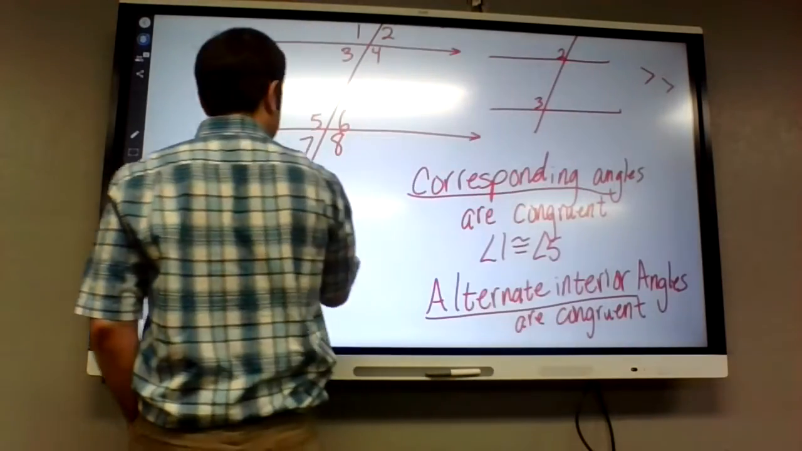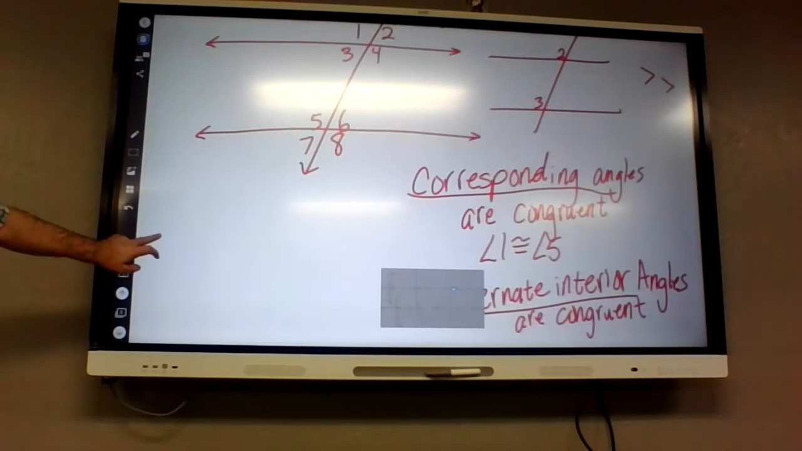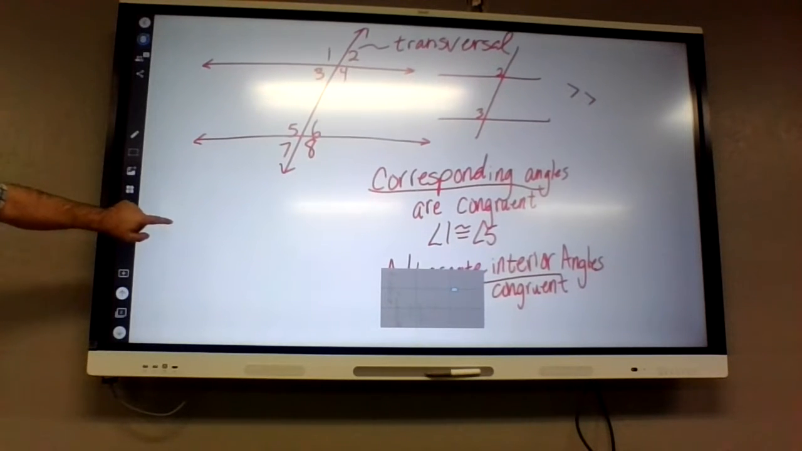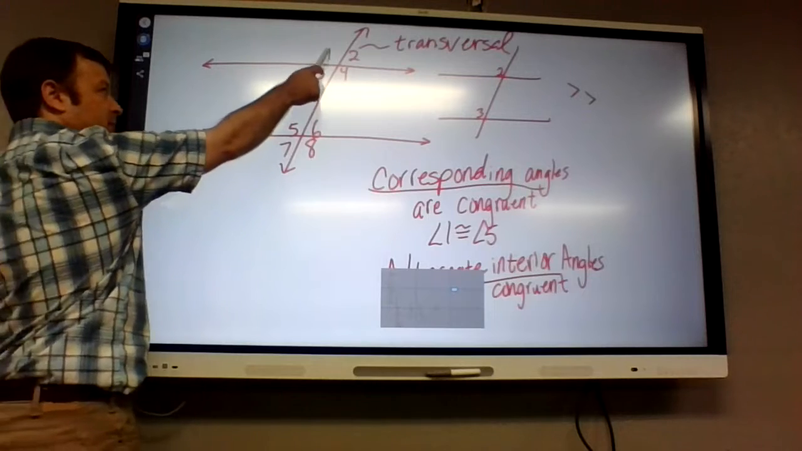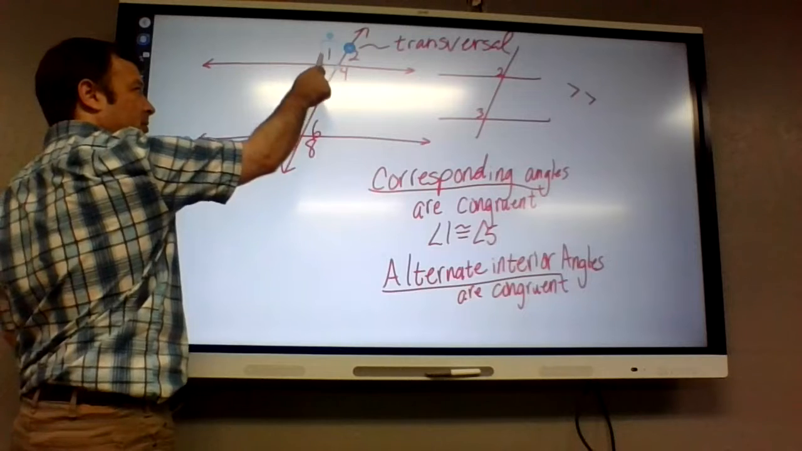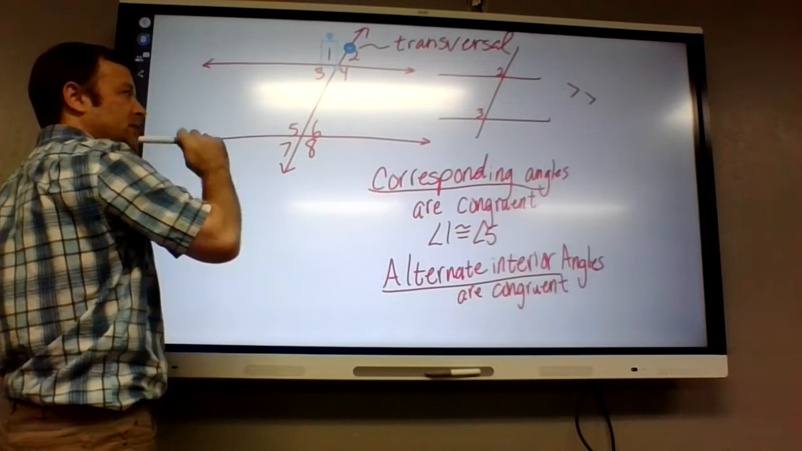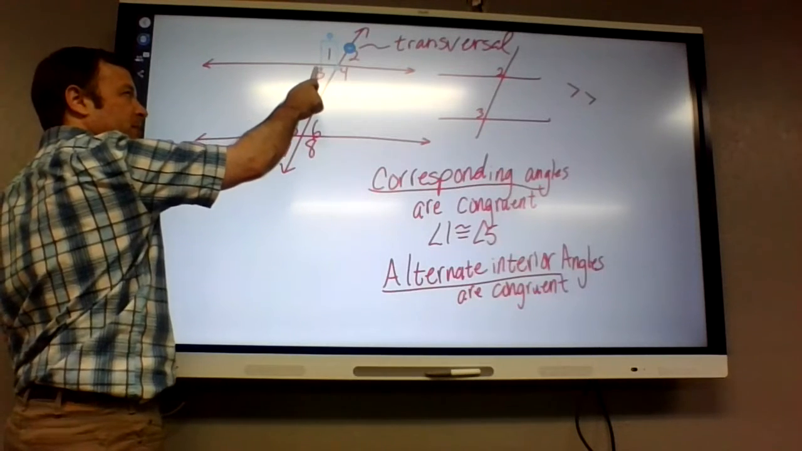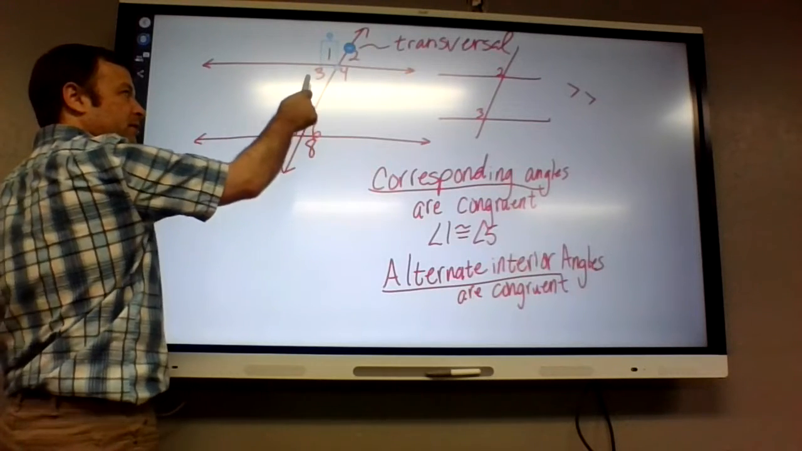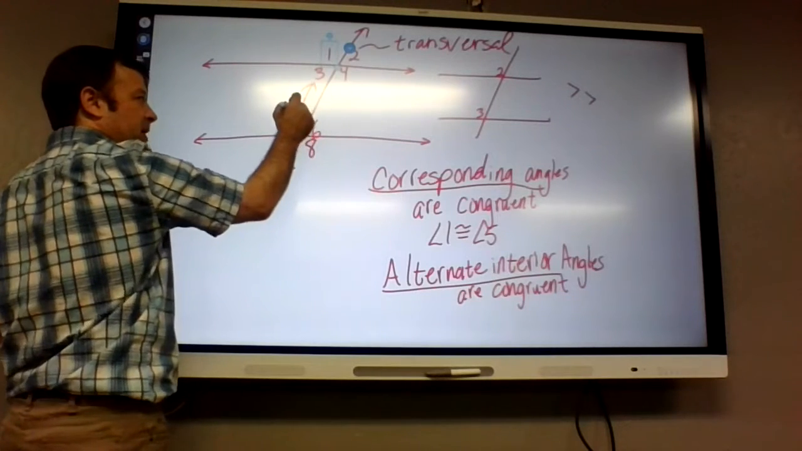Another thing is, let's see, can we zoom out? Okay, we know 1 and 5 are the same, right? Yeah. What do I know about 1 and 3? Supplementary. So if 1 and 3 are supplementary and 5 is the same thing as 1, then 5 and 3 are supplementary.